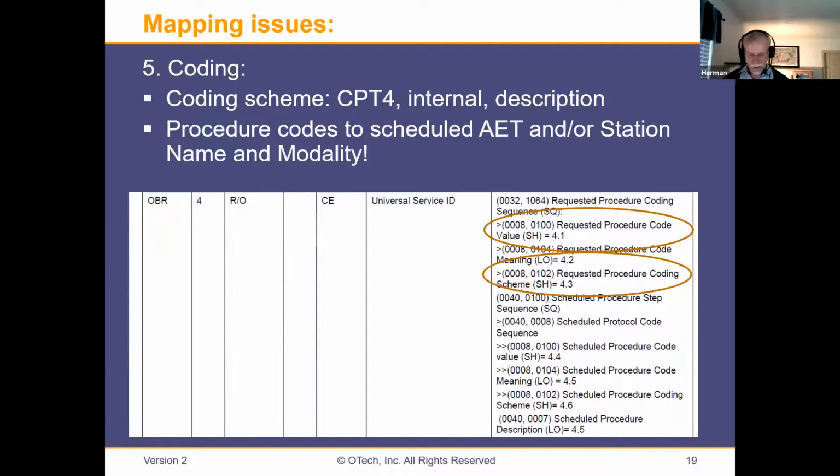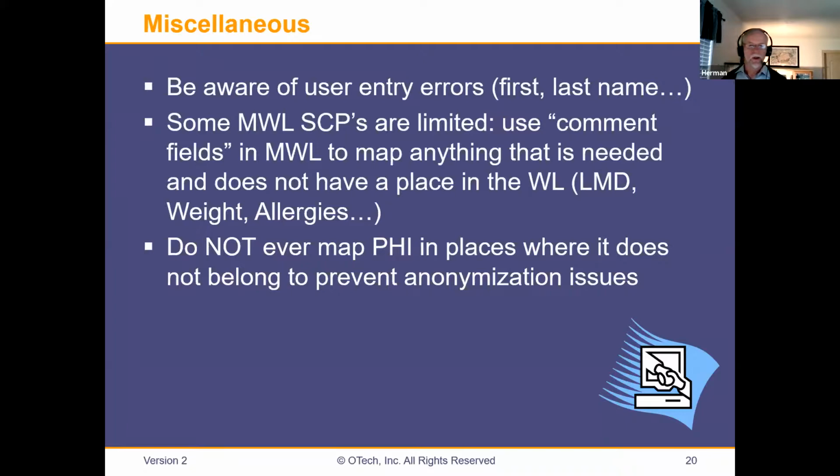Okay, so that's, from my perspective, some of the most common mapping issues, and there are some other issues. I call it miscellaneous. You have to be aware of user entry errors. So let's say somebody enters the patient name, Herman Osterwijk, in the last name field. So the last name will start with an H because Herman Osterwijk is in the last name field.